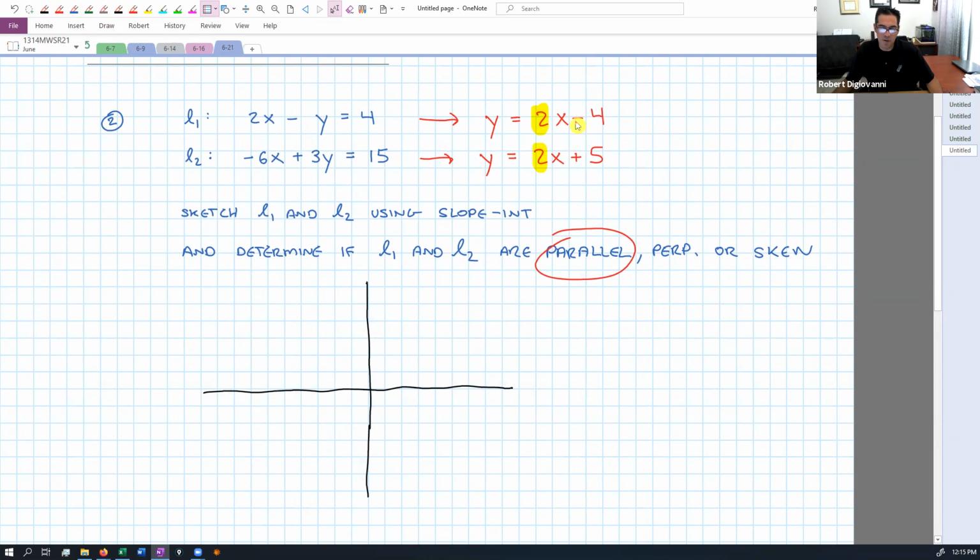Let's see, if I do 2x minus 4, I start at negative 4, 1, 2, 3, 4, I put a dot. And then from there, I use the slope, which is 2 over 1, which means up 2 to the right 1, I put a dot, draw a line.